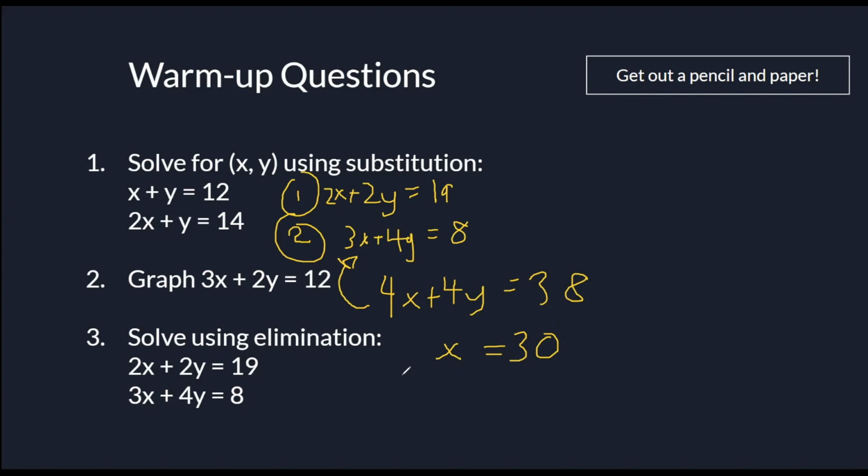Maybe? Let's try plugging that into equation 1 and see what we get. So if x equals 30, then y equals negative 41 over 2, or something like that. Is that correct? Now let's try plugging that into equation 3. So it would be 90 minus 82 equals 8.